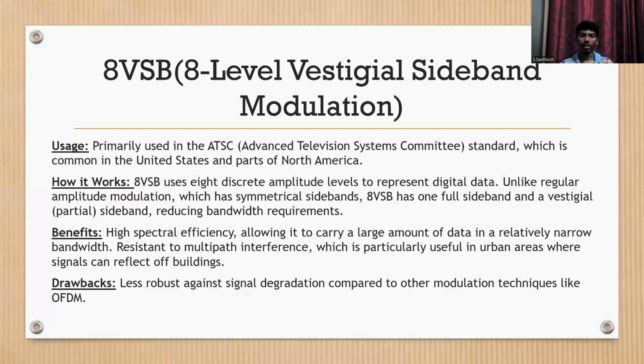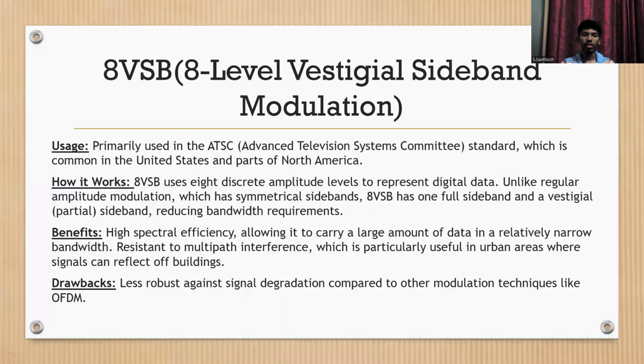So how does it work? As I said, 8VSB uses 8 discrete amplitude levels to represent digital data. That is, these sidebands are divided into 8 discrete amplitude levels. Unlike regular amplitude modulation, which has symmetrical sidebands, the 8VSB has one full sideband and a vestigial sideband. That is, you have one complete sideband that is like a reference sideband in the middle, and you'll have the remaining sidebands spread across it with decreasing amplitude values, going lower and lower up to a certain amplitude value, and then we don't have any sidebands at all.